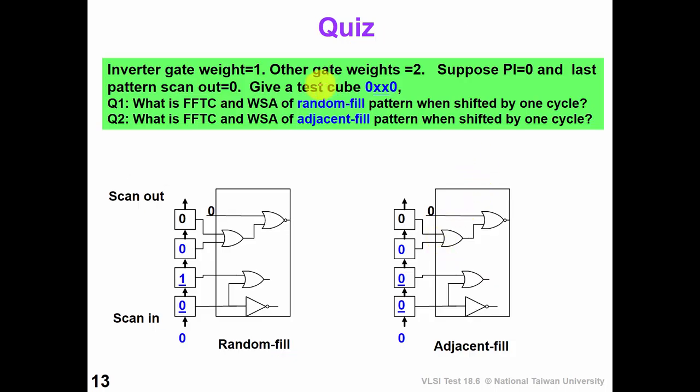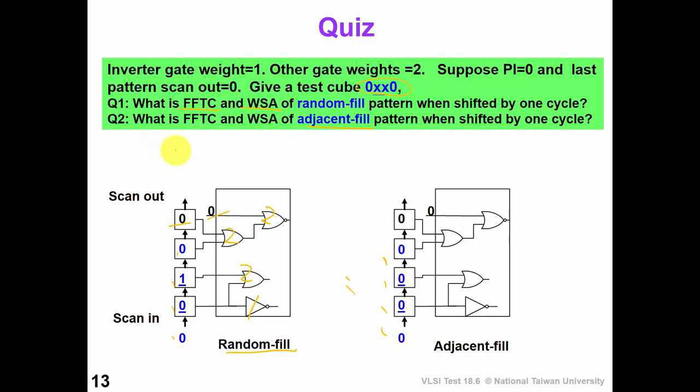Now it's time for you to work on a quiz. Suppose that in this circuit, the inverter weight is 1, the other gate weights are 2. Suppose PI is held constant 0 and the last bit of the last pattern is 0. Given a test cube 0xxx0, now please calculate the FFTC and WSA of the random fill pattern 0100, and also calculate the FFTC of the adjacent fill pattern 0000. Now please pause the video and work on this quiz.